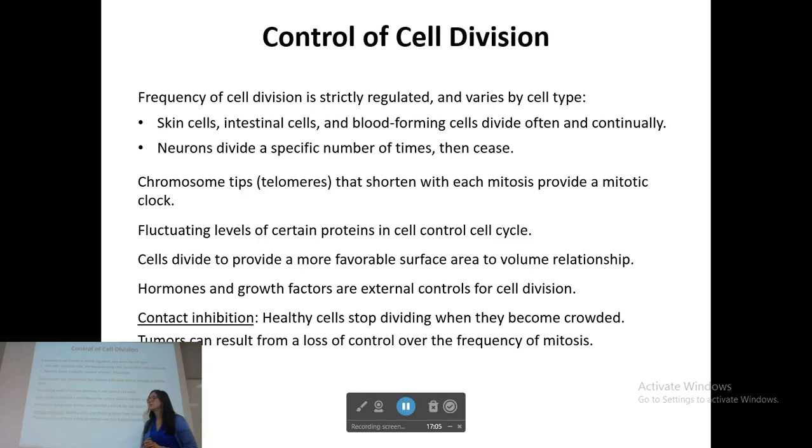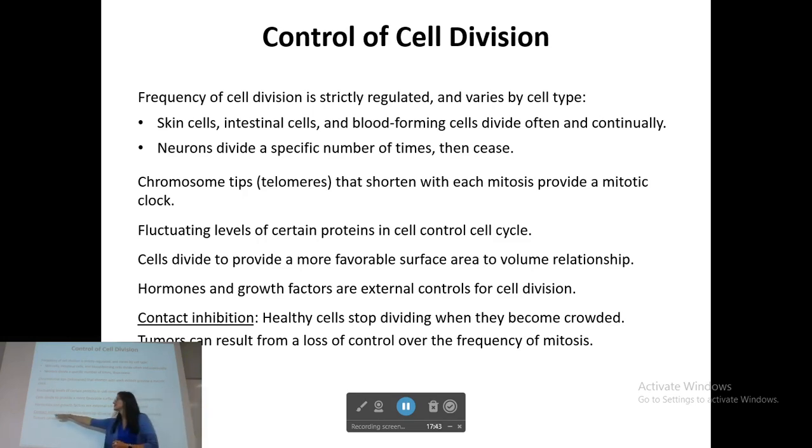Then hormones and growth factors. As you're growing and developing, your hormones are going to different areas of your body and stimulating you to grow. Okay, growth hormone comes from your pituitary gland, and it goes to your bones and causes them to lengthen, right, and goes to different areas of your body, causing you to grow, right? So those are external controls that are going to go to the cell and stimulate them to have that reaction.